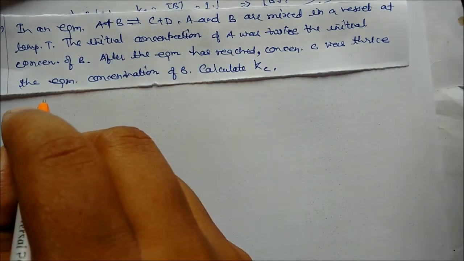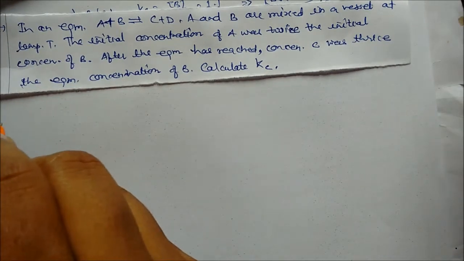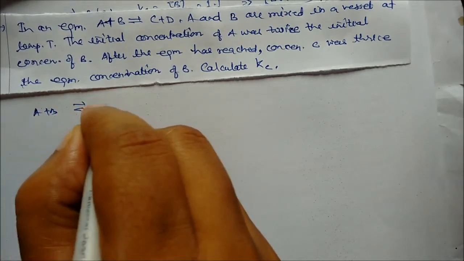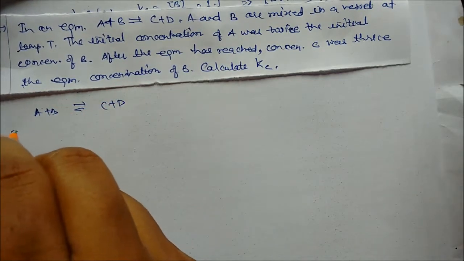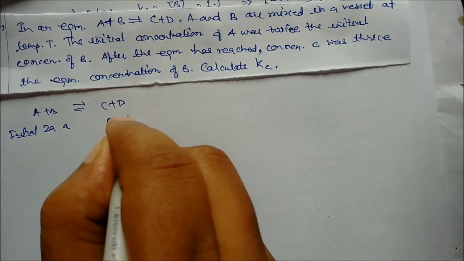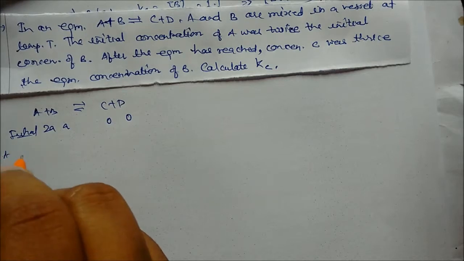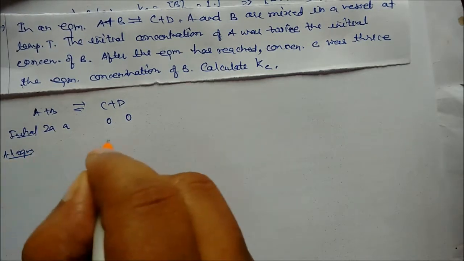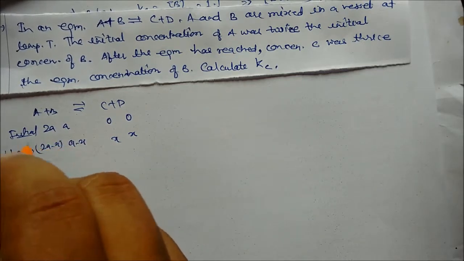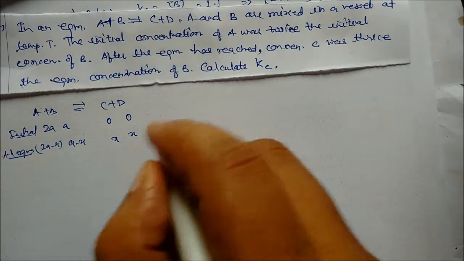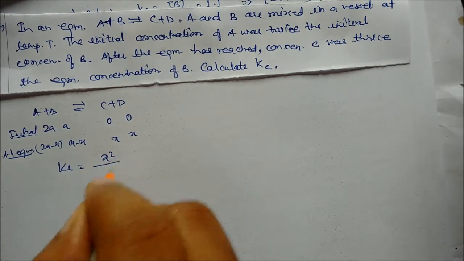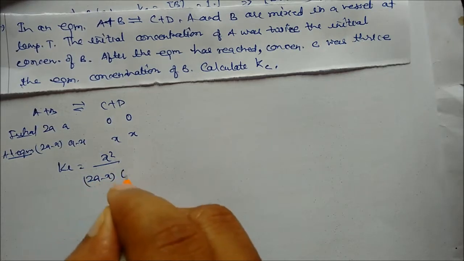So this is your A plus B. It is giving you C plus D. Here the initial concentration is how much? This is your 2A, this is your A, this will be 0 plus 0. And at equilibrium, this is your x, this is your x, this is your A minus x, this is your 2A minus x. So Kc will be how much? Kc will be x square divided by 2A minus x times A minus x.